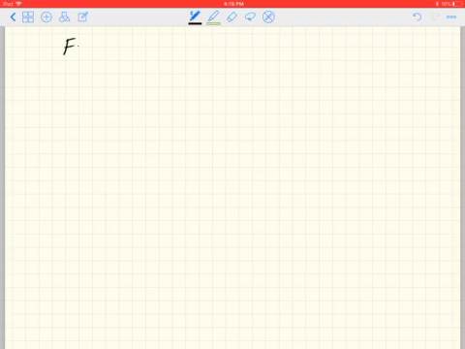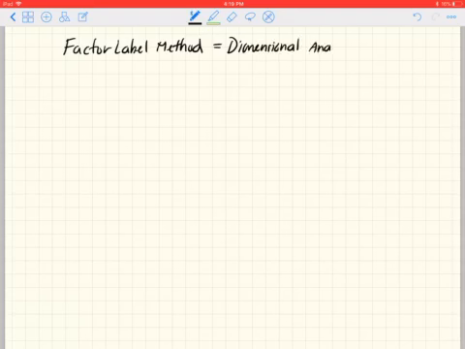I actually want to start by reminding you that the factor label method is a method that you can use in chemistry, but basically any other situation that requires converting from one unit to another. The factor label method is also sometimes called dimensional analysis. I wanted to mention this just so that you are aware of the different names for the same method. And whether you call it dimensional analysis or factor label method, you are essentially using conversion factors to go from one unit to another. So let's go and solve question number 5.